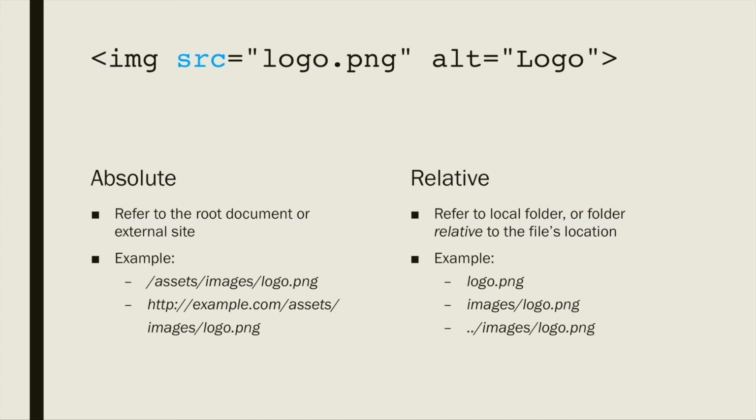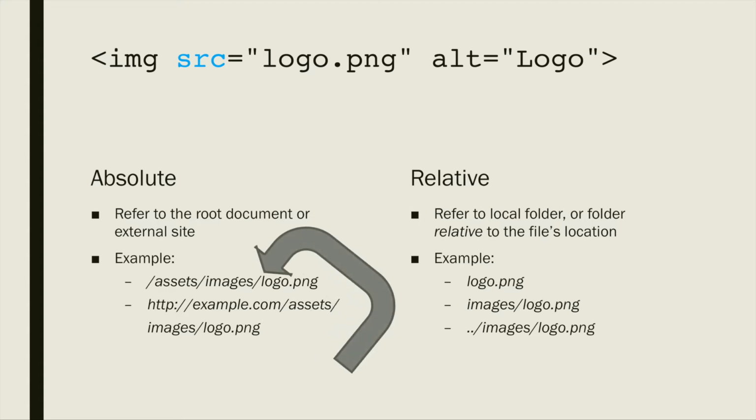A relative location is one that refers to the local folder or a folder that is relative, hence the name, to the file's location. Example, if the image is in the same location as the file that's trying to load it, you could just say logo.png. If it's inside of an images folder, you would call images/logo.png. If it's outside of the current folder and inside the images folder, you would use ../images/logo.png. We'll cover the definition of these in just a minute.